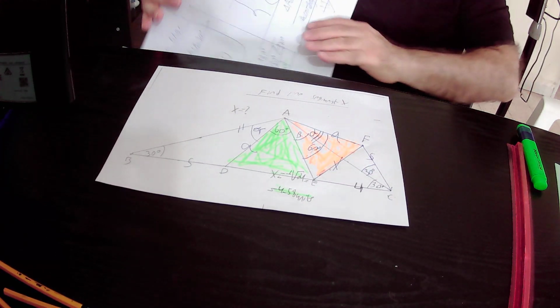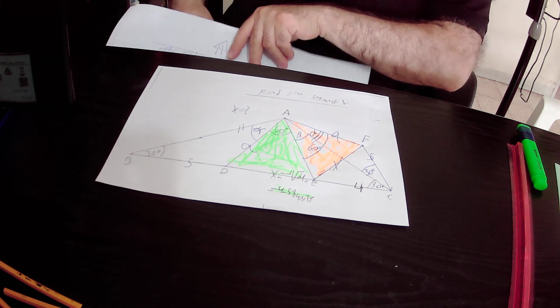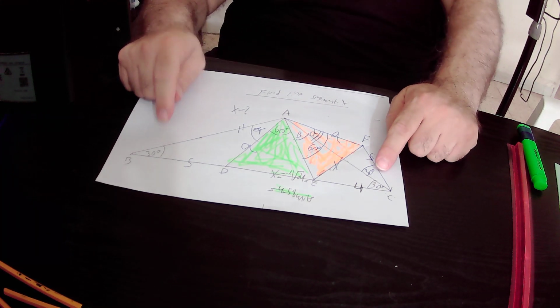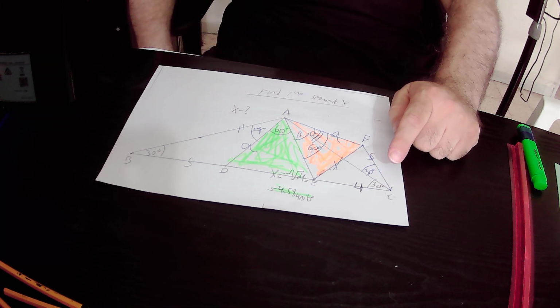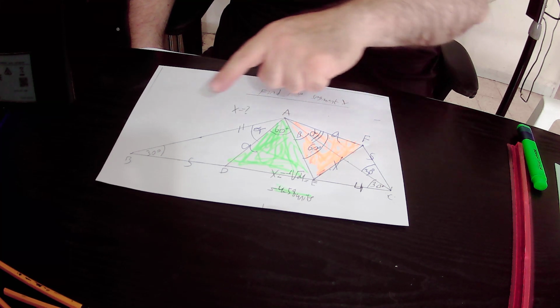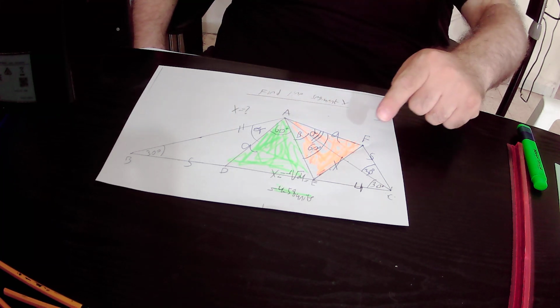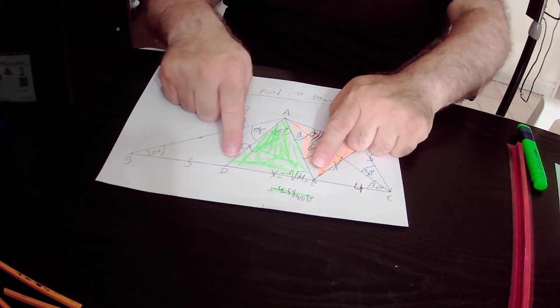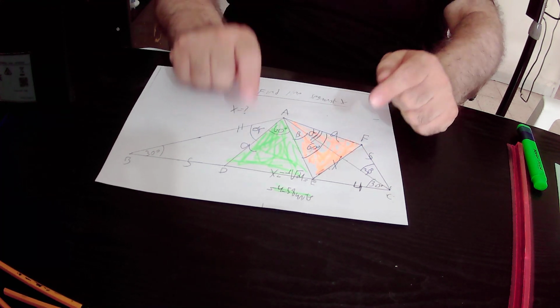In the drawing, we have triangle ABC. Note that angle ABC equals 30 degrees, angle ACB equals 30 degrees, angle DAE equals 60 degrees, line segment BD equals 5 units, line segment EC equals 4 units, and our mission is to find the value of line segment DE, which is equal to X.